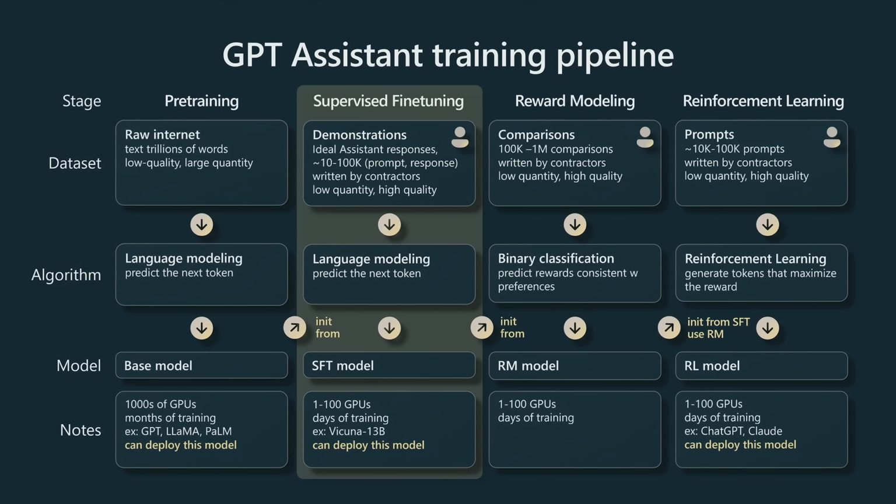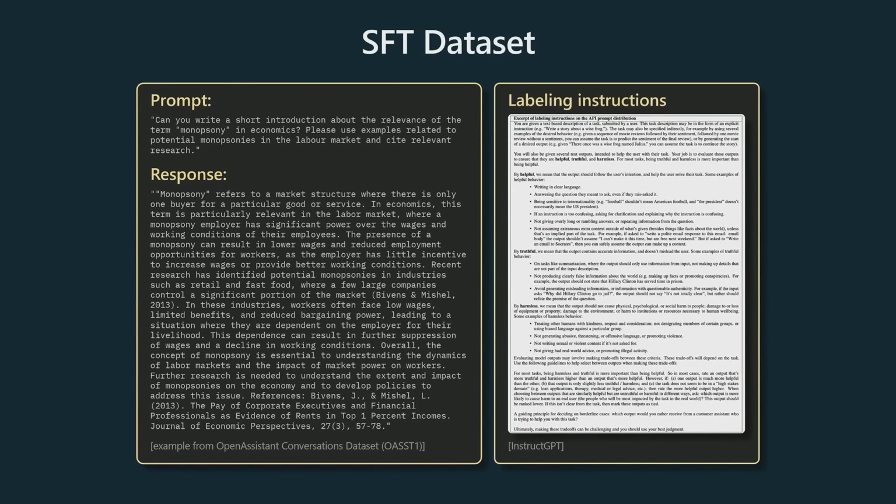And you can actually deploy these models, and they are actual assistants, and they work to some extent. Let me show you what an example demonstration might look like. So here's something that a human contractor might come up with. Here's some random prompt: can you write a short introduction about the relevance of the term monopsony or something like that? And then the contractor also writes out an ideal response. And when they write out these responses, they are following extensive labeling documentations, and they are being asked to be helpful, truthful, and harmless. And there's labeling instructions here. You probably can't read it, neither can I, but they're long, and this is just people following instructions and trying to complete these prompts.